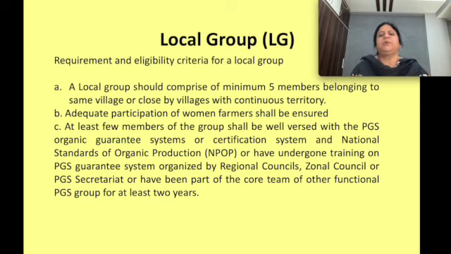Local group: major responsibilities are with the local group only. A local group should comprise 5 members belonging to the same village or close by villages with continuous territory. That means they are very close to each other. Even if the village is different, the lands should be in close proximity. Adequate participation of women farmers shall be ensured. At least a few members of the group shall be well versed with the PGS organic guarantee system and the national standards of organic production, NPOP, or have undergone training on the PGS guarantee system organized by the regional councils, zonal council or PGS Secretariat, or have been part of the core team of another functional PGS group for at least 2 years. That is important.